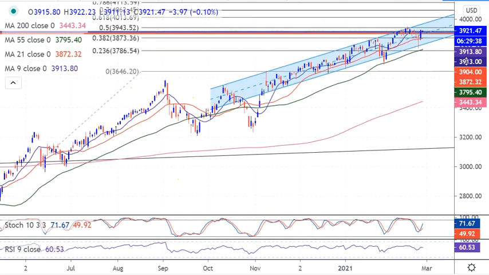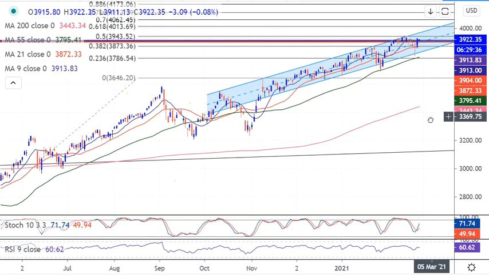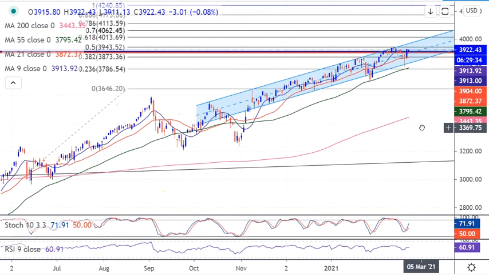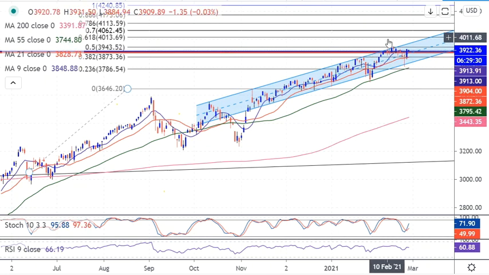Obviously, if the market moves much beyond 3968, you'll be looking at the big one, 4,000, and our 61.8 fib extension at 4013. So we have to really be careful with these.